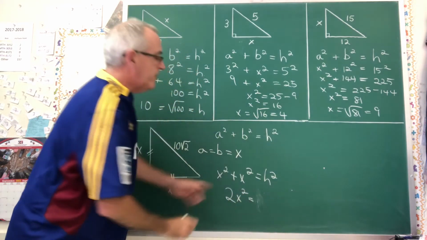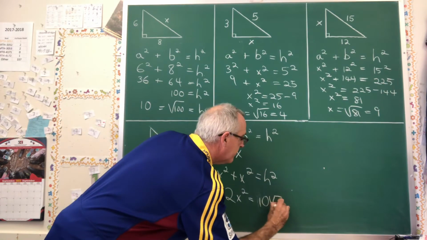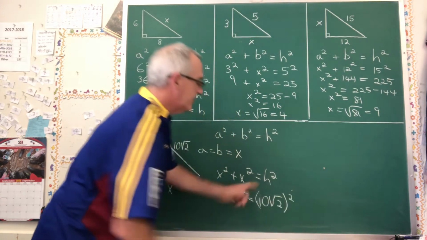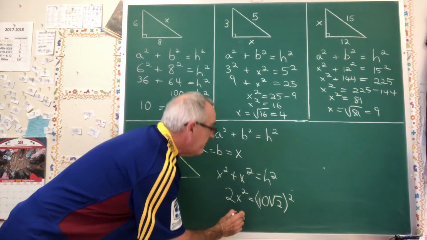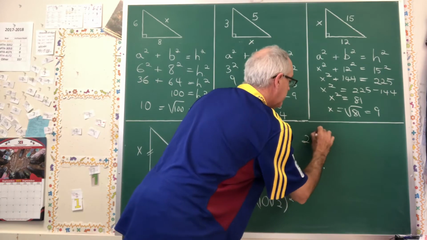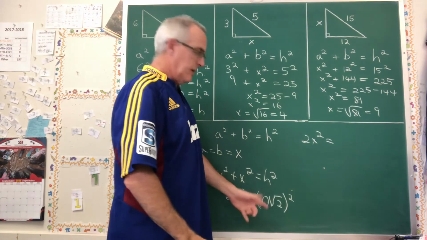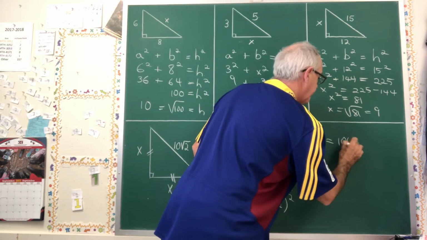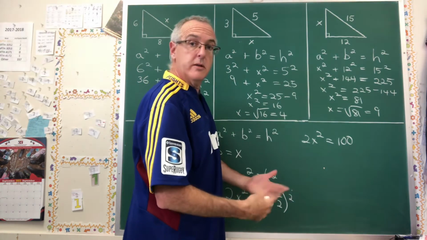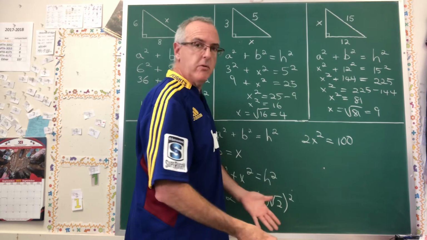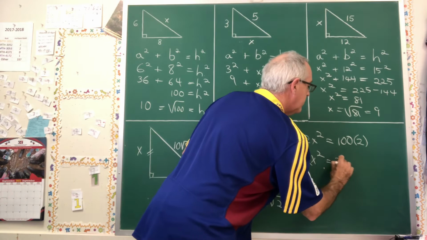At this point, I'm going to replace my h with this value, which is 10 root 2. I'm writing 10 square root of 2. I'm going to put a bracket, and I have to square it because of the formula. 10 root 2 squared is equal to 10 squared times root 2 squared. 10 squared is 100. And root 2 squared is 2. The square root of 2 times the square root of 2 is 2. I have 2x squared equals 200.